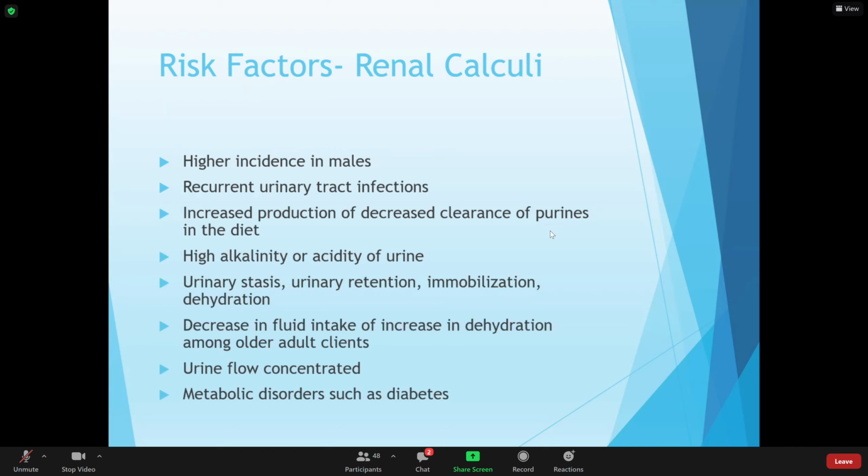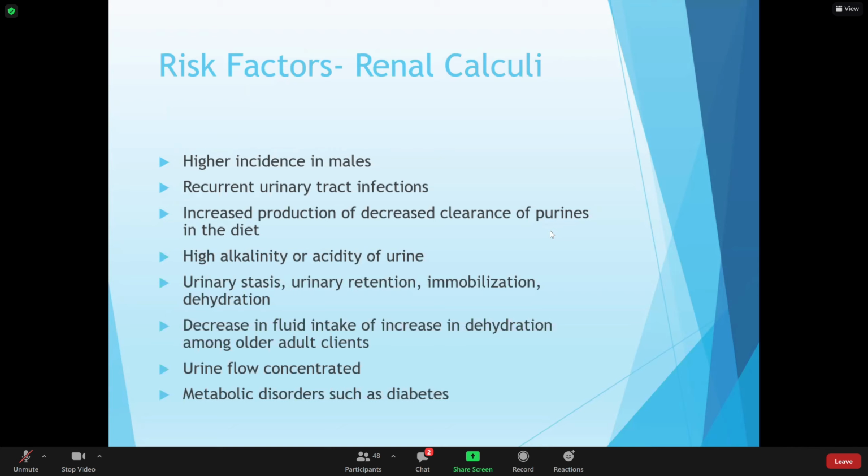And then metabolic disorders such as diabetes. So you've got a picture of a patient here that has diabetes, maybe is a male patient, maybe doesn't drink enough fluid like they should, maybe has had a recent urinary tract infection, and then all of a sudden they have flank pain on their right side. You should be thinking kidney stone. There's a lot of risk factors for that patient that we just described.